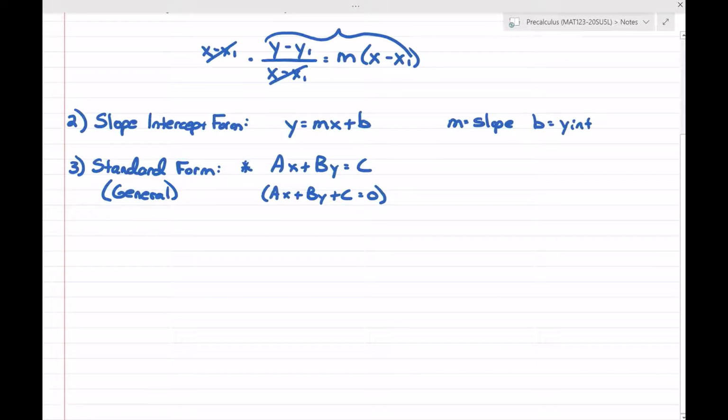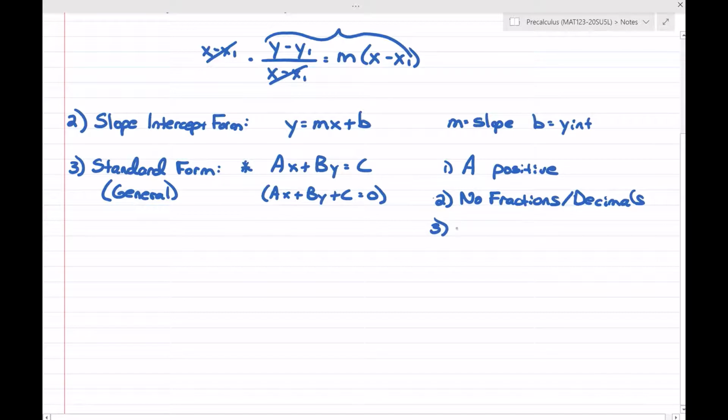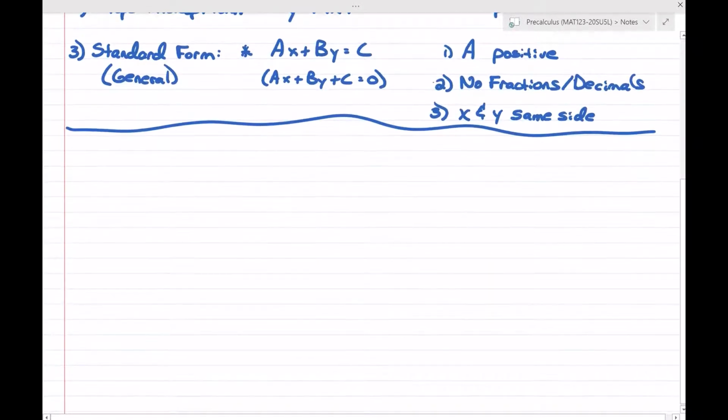A few things I just want to point out. One thing is that a, the leading coefficient, is always positive. If it's negative, you could just multiply the whole equation by -1, and that would take care of that. Second thing is we're not allowed fractions, so let's say no fractions or decimals. And for our equations to be in standard form, we want the x and the y on the same side. So the x always comes first. Those three things get you in standard form. So let's do some practice.